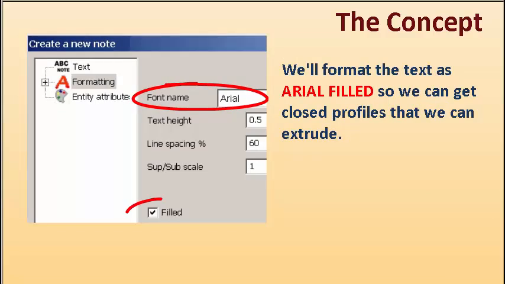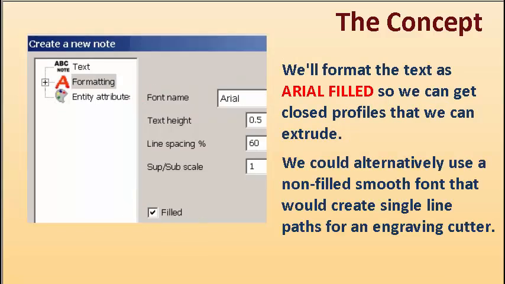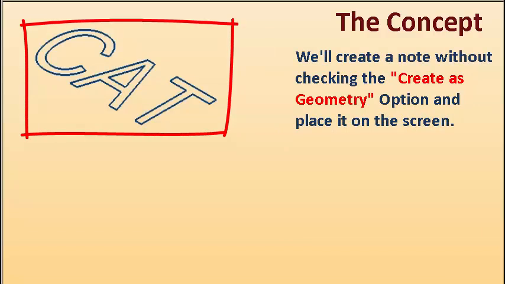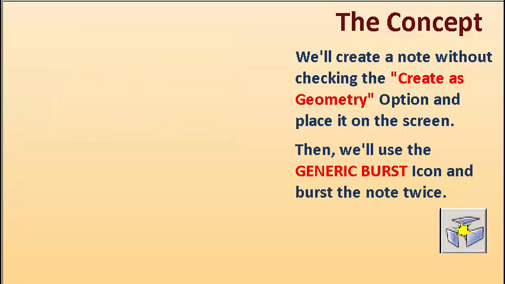We'll format the text as Arial filled so we can get closed profiles to extrude. We could alternatively use a non-filled smooth font that would drive an engraving cutter. We'll create a note without checking the Create as Geometry option and place it on the screen. Then we'll use the generic burst icon and burst the note twice.